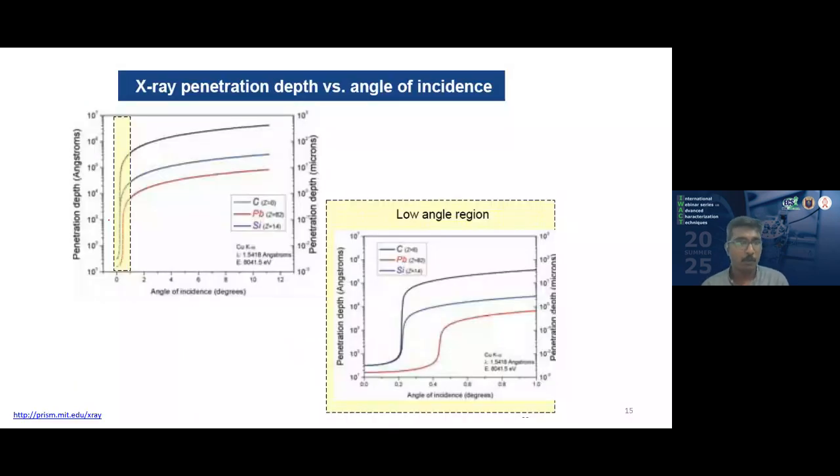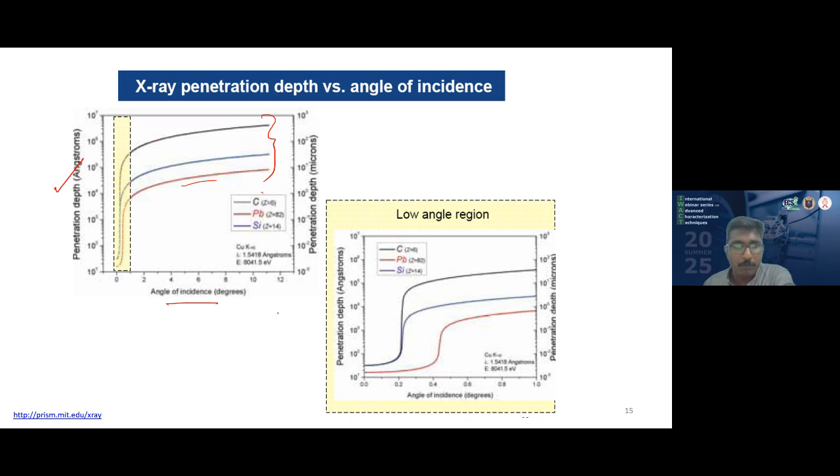The figure shows X-ray penetration depth as a function of angle of incidence in the low angle regime as well as in the high angle regime. If you see the first figure, the penetration depth is taken along the y-axis and the angle of incidence is taken along the x-axis. In the high angle regime, the penetration depth is very large. These are for materials like carbon, lead, and silicon. For all these cases, the penetration depth is very large when the angle of incidence is very large. That means it is of the order of 10 to 100 micrometers in the large angle regime.